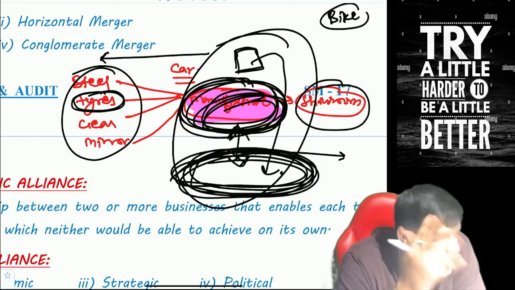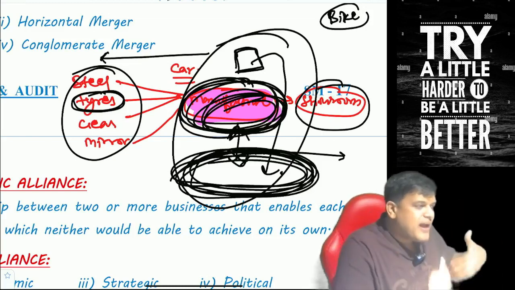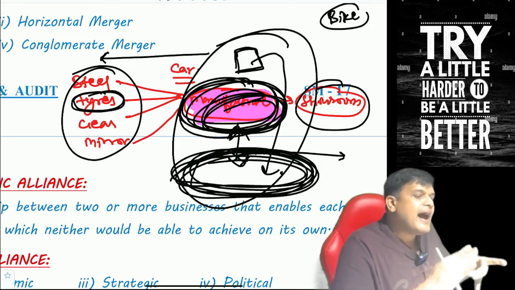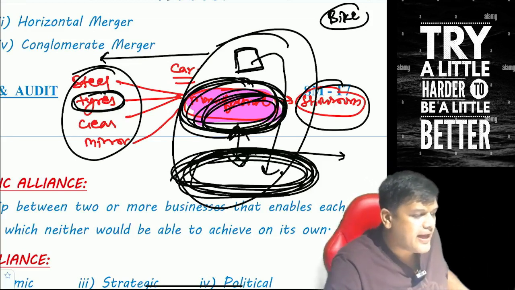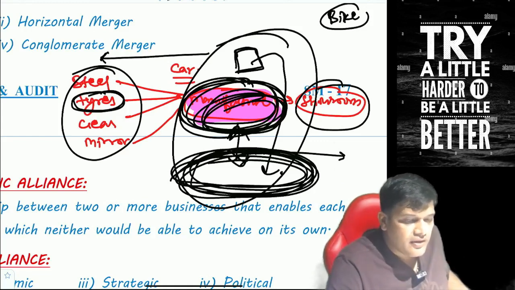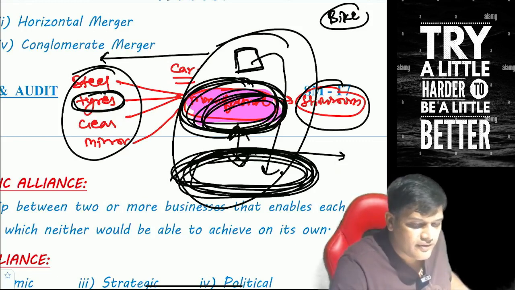Understood? Okay, sir. I am a coffee farmer, a coffee manufacturing company, and I am putting up a coffee shop, a cafe. That is forward integration. Understood? Yes or no, Malik?